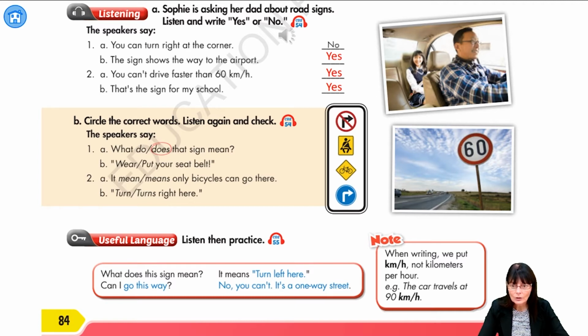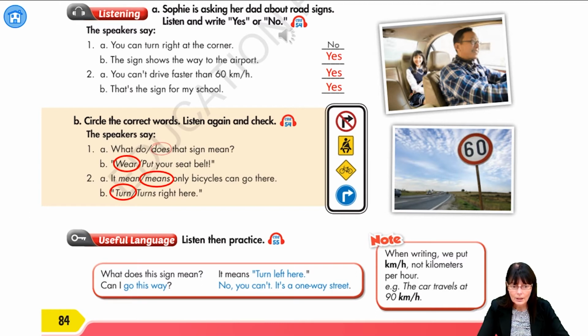So 1A, what does that sign mean? And 1B, wear your seatbelt. You'll see the yellow sign, and it has the strap which shows your seatbelt. And 2A, it means only bicycles can go there. Again, you'll see the yellow sign with a bicycle. And 2B, turn right here. The sign with the arrow that points to the right means turn right here.